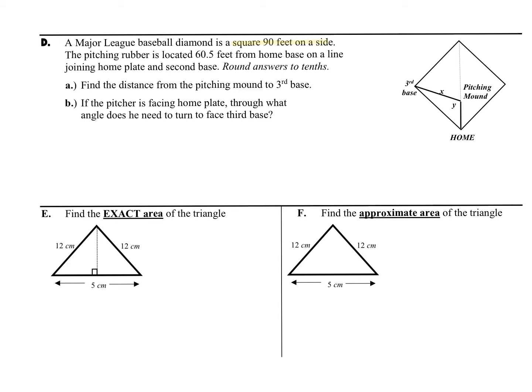Now, we've actually already seen this general idea that the baseball diamonds are squares. So we're going to go ahead and just fill in these sides of 90. You could certainly put your other ones in here, but they're not going to be as necessary for us. It tells us that the pitching rubber, where the pitching mound is, is going to be 60.5 feet from home base. So this little segment here is going to be 60.5.